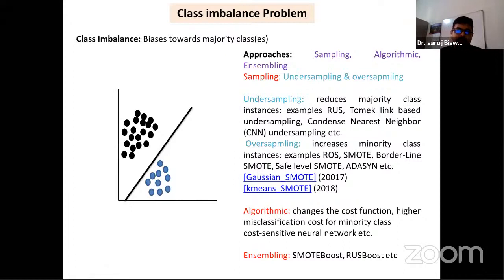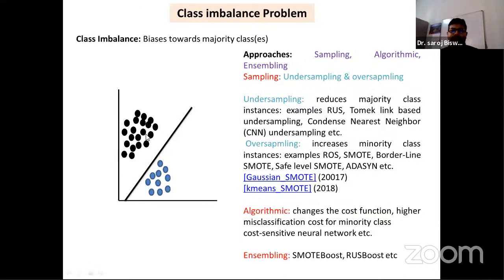Means one class overpowers another class or other classes. So this kind of situation or this kind of database is called an imbalanced database. So now the question: if you're having an imbalanced database, then what is the problem? If you're having an imbalanced database, then it biases towards the majority class.